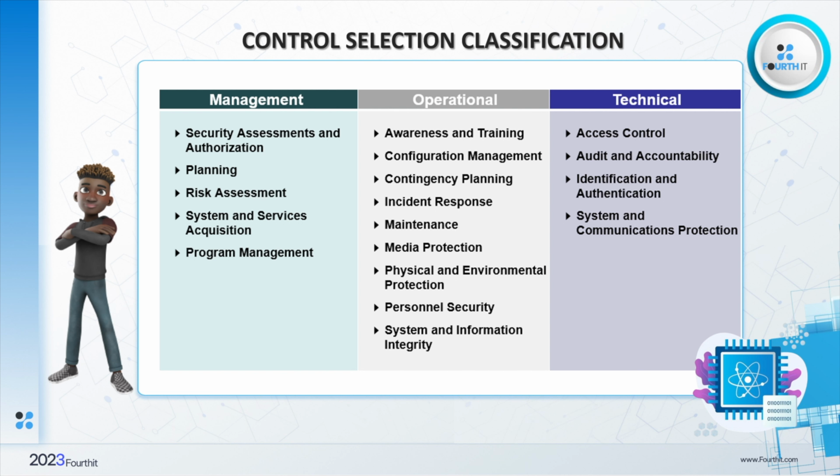And this is what we have under control selection classification. And this is all we got to talk about in selection under Step 2 of the Risk Management Framework. We are going to move to the implementation in our next video.